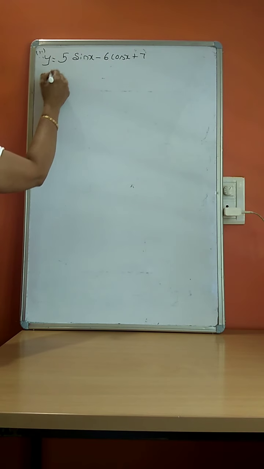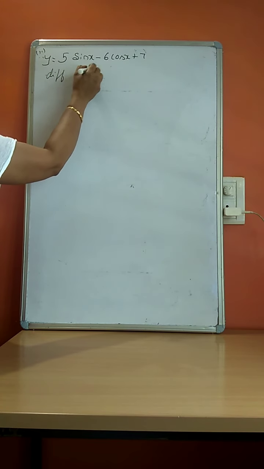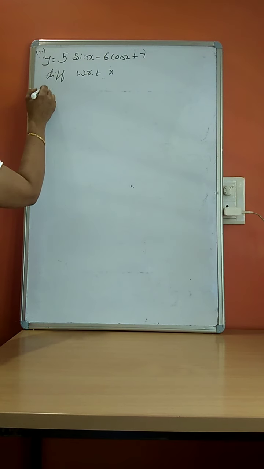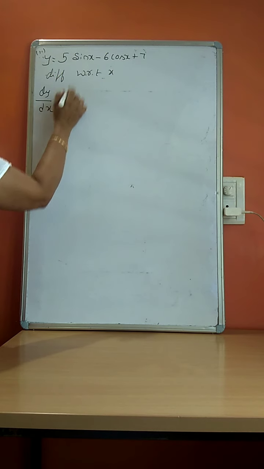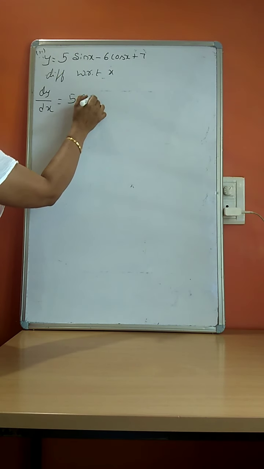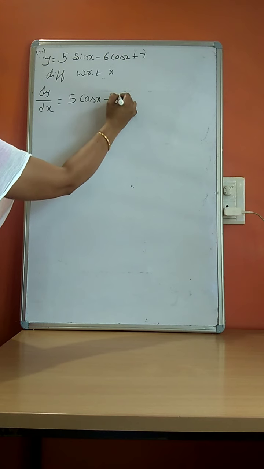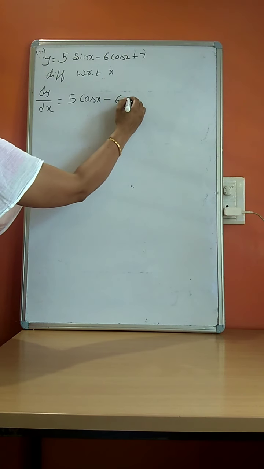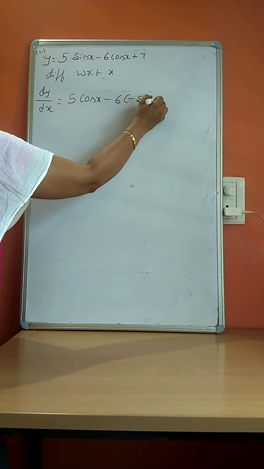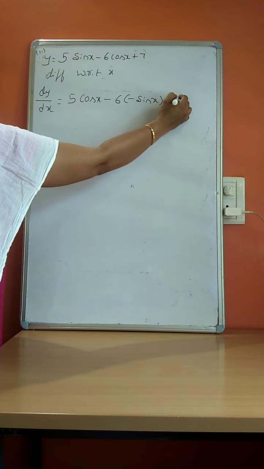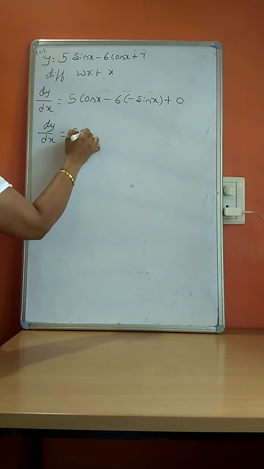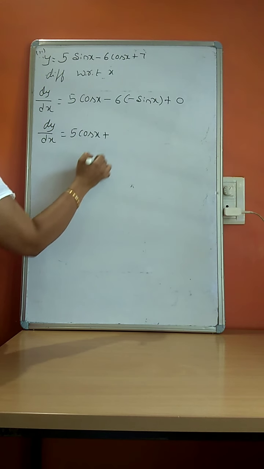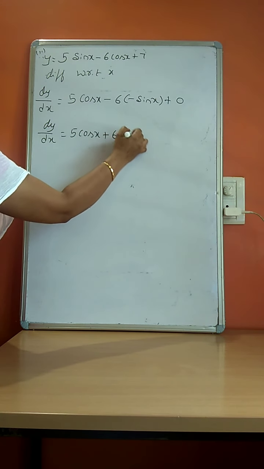Okay. Differentiate with respect to x. Differentiation of this is what? d by dx of 5 into differentiation of sin x is cos x, minus 6 into differentiation of cos x is minus sin x, plus differentiation of a constant is 0. Therefore, dy by dx is equal to 5 cos x minus into minus plus 6 sin x.